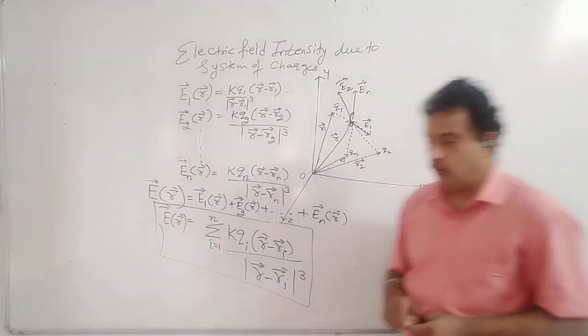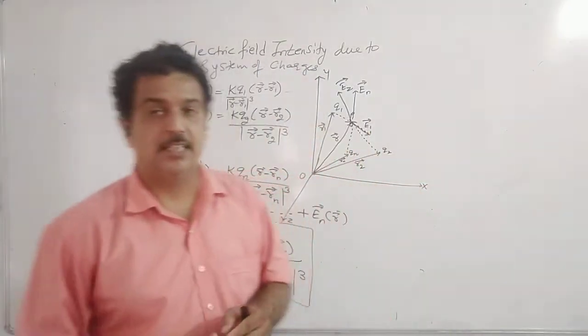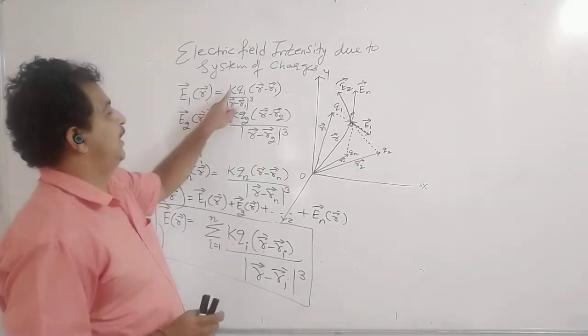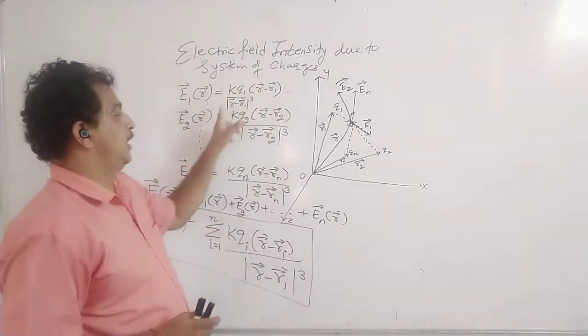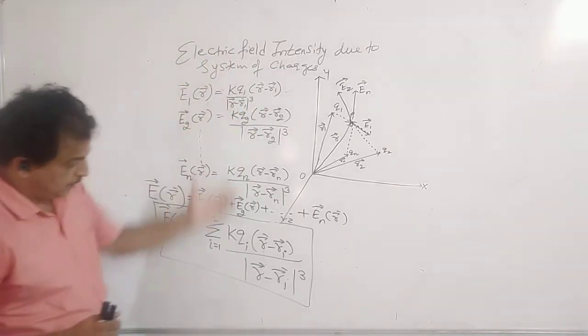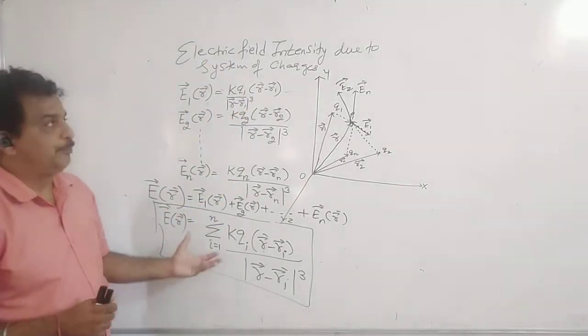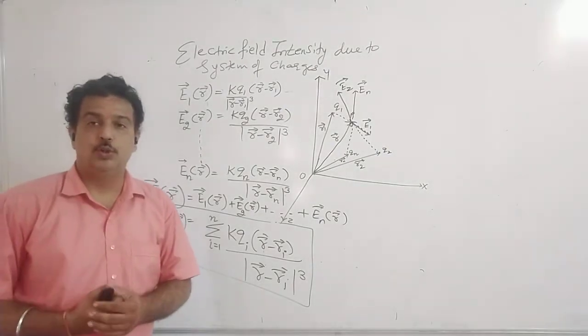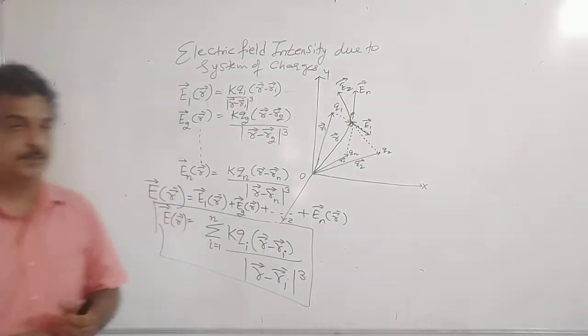This is how the electric field intensity is defined for a point charge, which was only K times source, over the distance between test and source, and mod of R. And now this is the superposition principle. So this is the electric field intensity due to multiple charges.